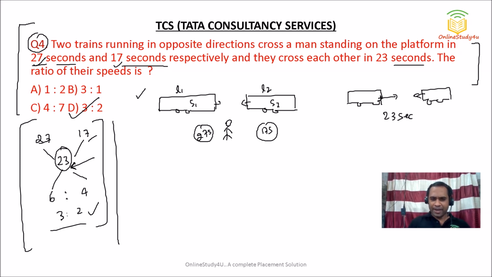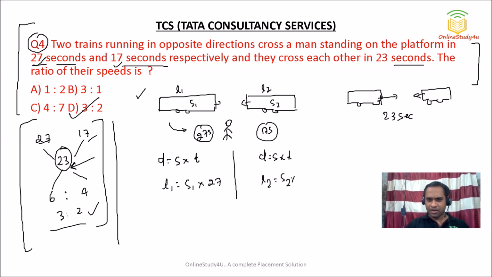Now, friends, when the first train will cross this man, we know distance will be equal to speed into time. So distance is equal to L1, speed is S1, and time is 27. Second train, distance will be equal to speed into time. Length of the train is L2, speed is S2, and time is 17. So L1 will be 27 S1 and L2 will be 17 S2.